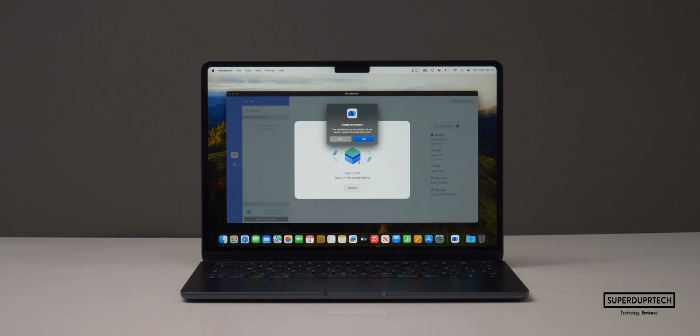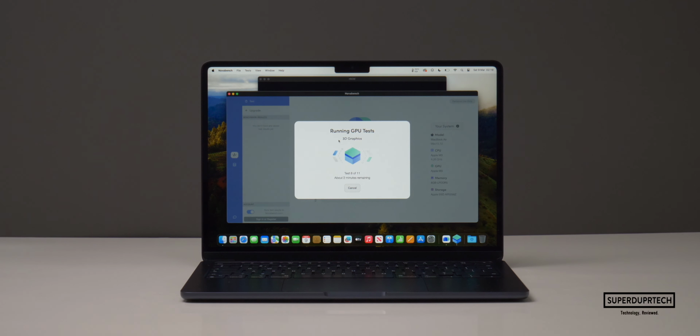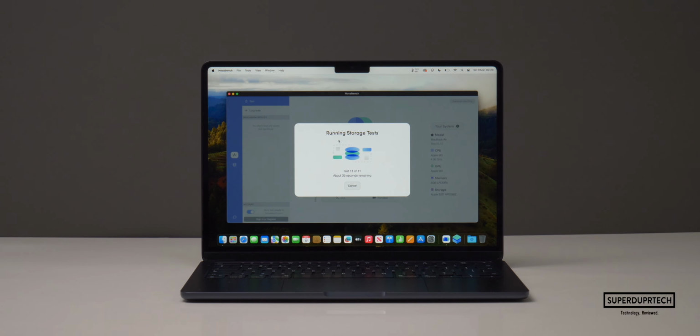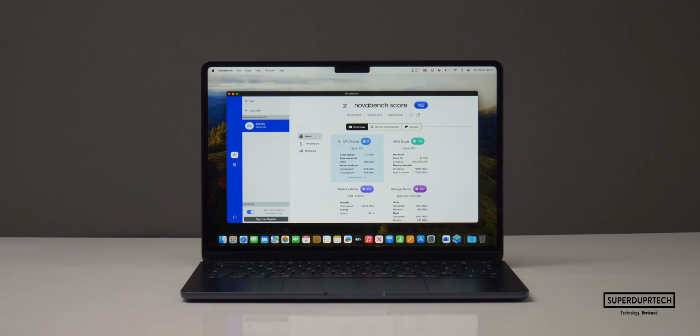I then ran Novabench. Now Novabench is a good general benchmark as it tests all aspects of the machine, be it the CPU and GPU all the way down to the system memory and the system storage. So when running this test I got a score of 962.